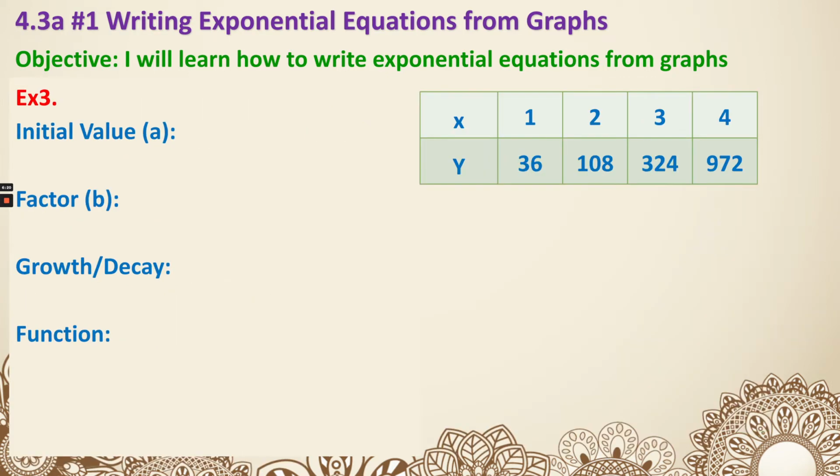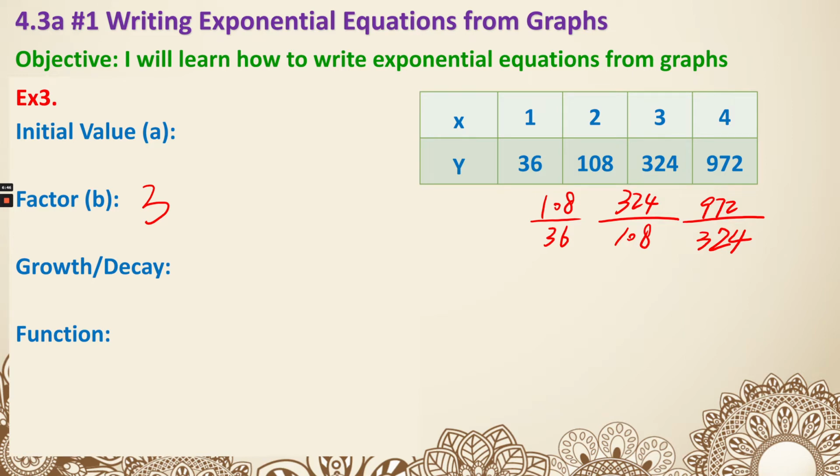Moving on, example 3. We still have a table, and this time it's not vertical, but the idea doesn't change. It's the next number divided by the previous. So we are going to use 108 divided by 36, or 324 divided by 108, or 972 divided by 324. All of them are going to give you 3.